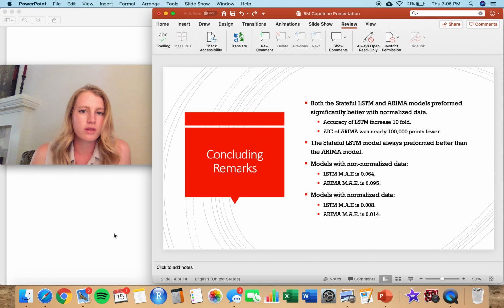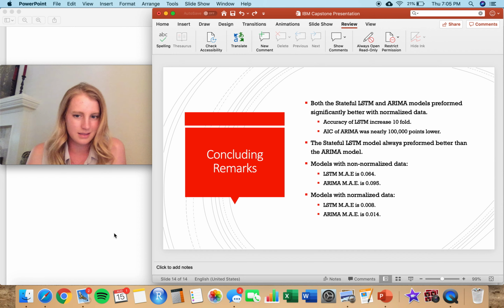For the models with normalized data, the LSTM mean absolute error is about 0.008, and the ARIMA mean absolute error is about 0.014. So even the ARIMA model with normalized data performed better than the stateful LSTM model without normalized data.